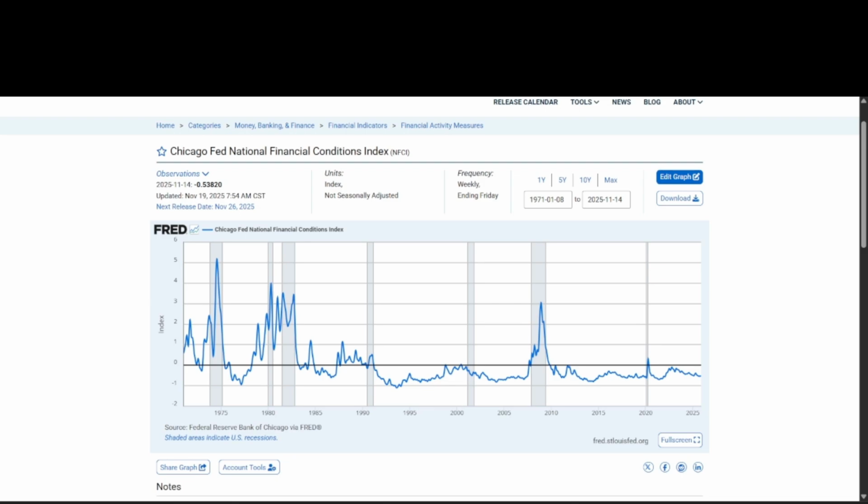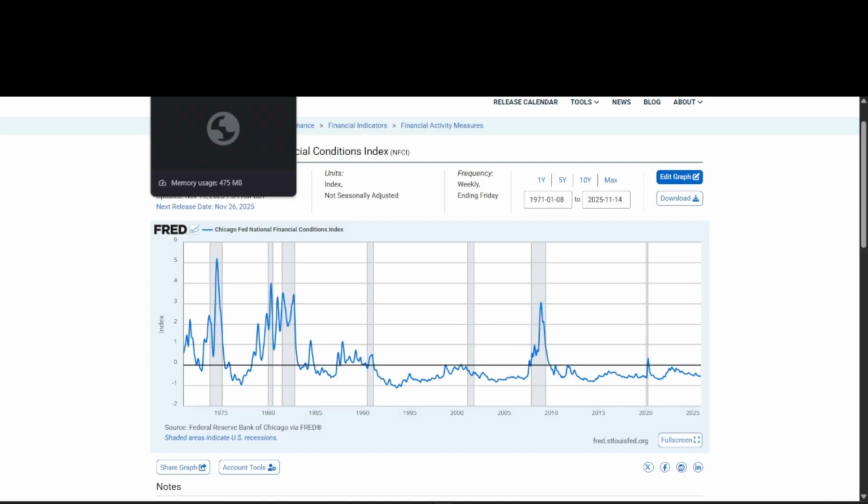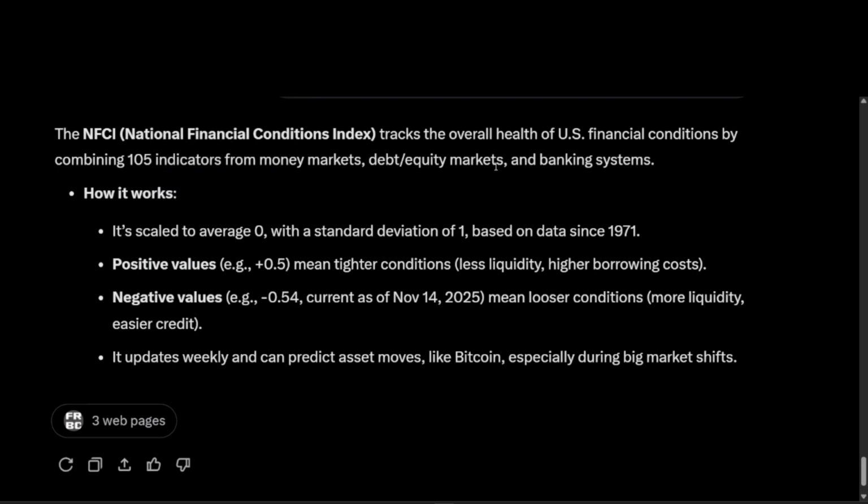I wanted to share this new to me and exciting indicator that I stumbled upon while cruising through X. It's quite amazing. So let's take a look here. It's called the NFCI, for National Financial Conditions Index. It's available here on FRED. So what is it? What does it follow? Let's take a look here.